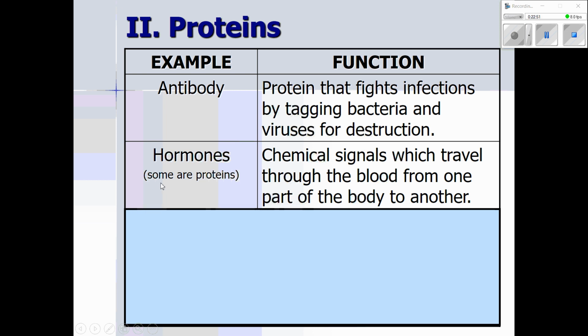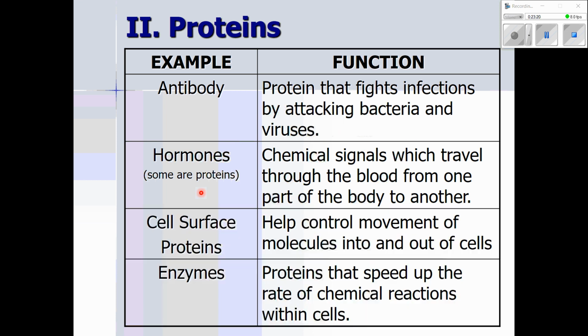Notice that not all hormones are proteins, but many of them are. Hormones are chemical signals which travel through the bloodstream from one part of the body to another. Now, some hormones are steroids, like testosterone and estrogen, but many hormones are proteins, such as insulin and glucagon that we've talked about before.